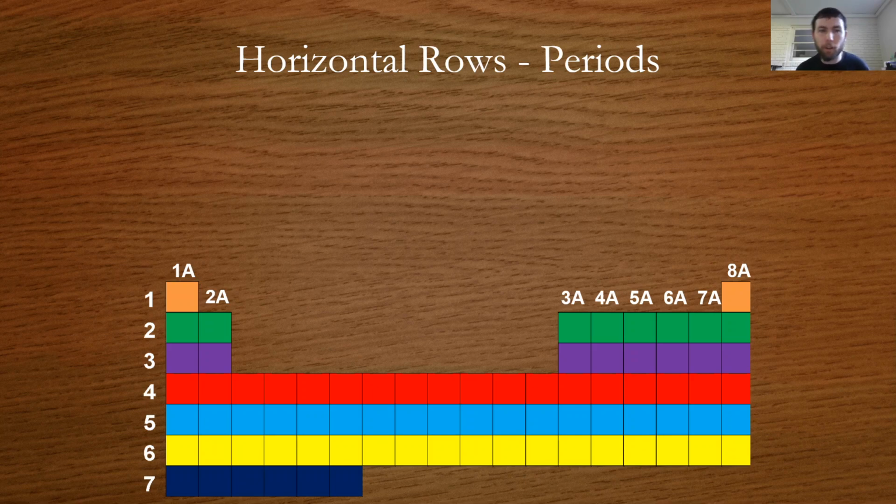So notice that there are 1, 2, 3, 4, 5, 6, 7 different colors that you see in that periodic table on the bottom, and the colors are changing as we move down rather than going left to right. So in row 1 or period 1, you have the elements in orange, row 2, the elements in green, row 3, elements in purple, row 4, elements in red, 5, light blue, 6, yellow, and 7, dark blue. Okay, so those horizontal rows are commonly referred to as periods by chemists.